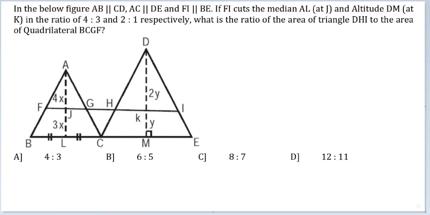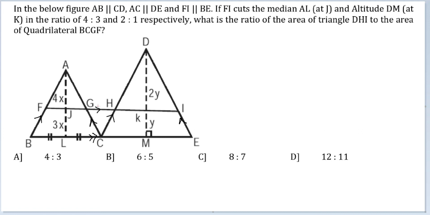Let's look at this question. In the below figure, AB is parallel to CD. AC is parallel to BE, so this line is parallel to this line, and FI is parallel to BE.